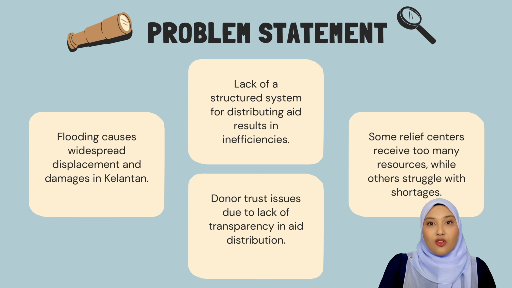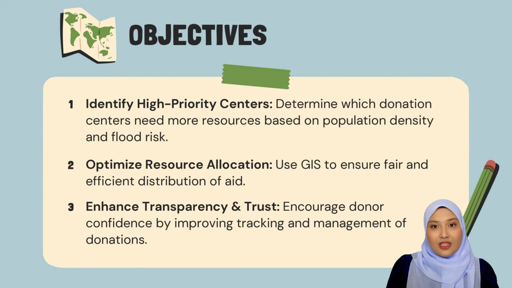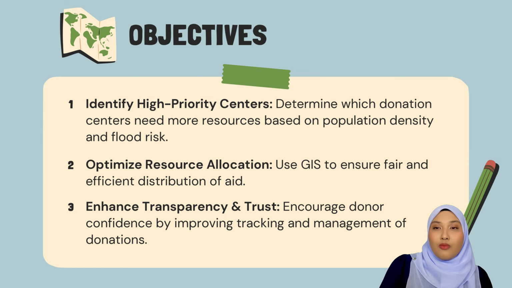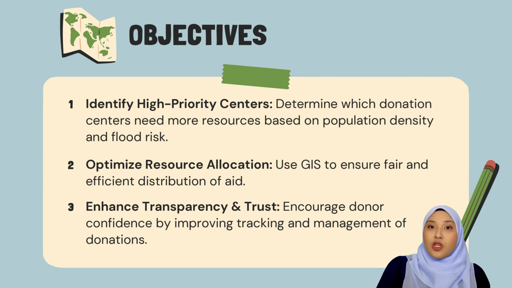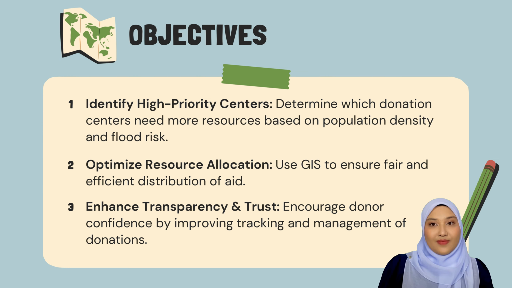To achieve this, we have set three main objectives. The first objective is to identify high priority centers. We aim to determine which donation centers need more resources based on factors such as population density and flood risk level. This will ensure that the most affected areas receive sufficient aid.